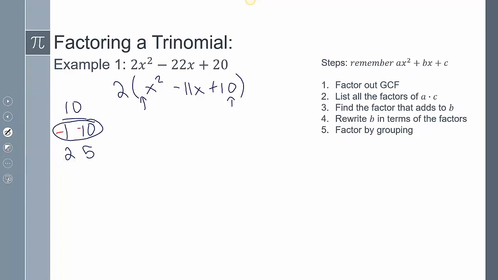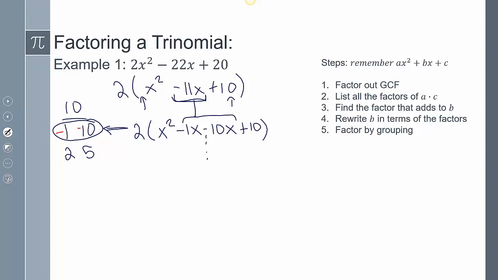Now, this is going to seem kind of weird, but I want to rewrite that minus 11x that I have here, this b, in terms of these factors. So I still have that 2, I still have the x squared, but instead of minus 11x, it's going to be minus 1x, minus 10x, and then plus 10. I broke this down into these two here. Now that I've done that, the rest is just factor by grouping.